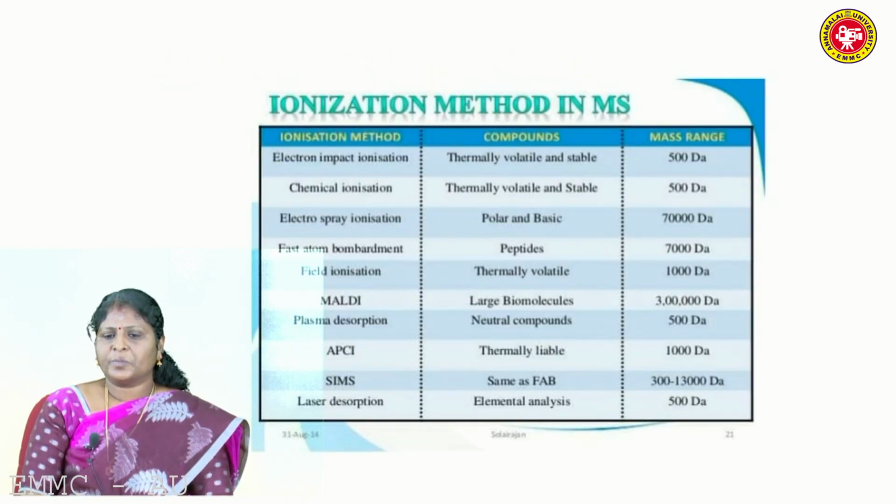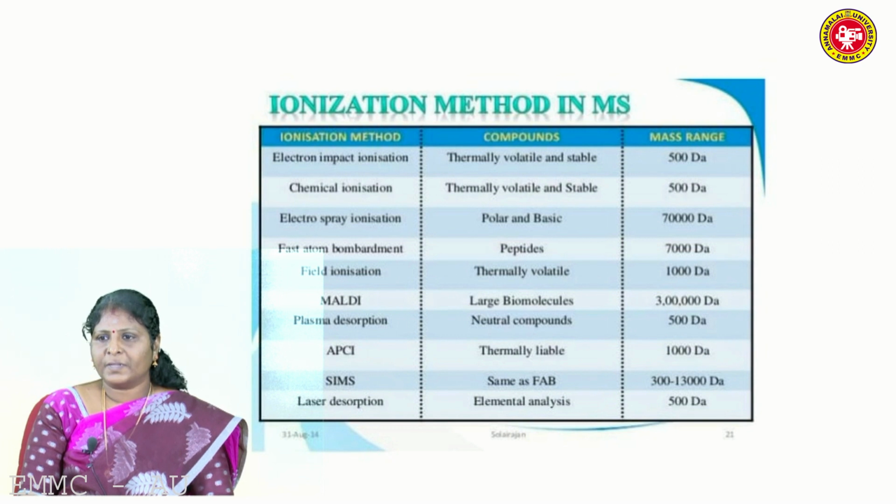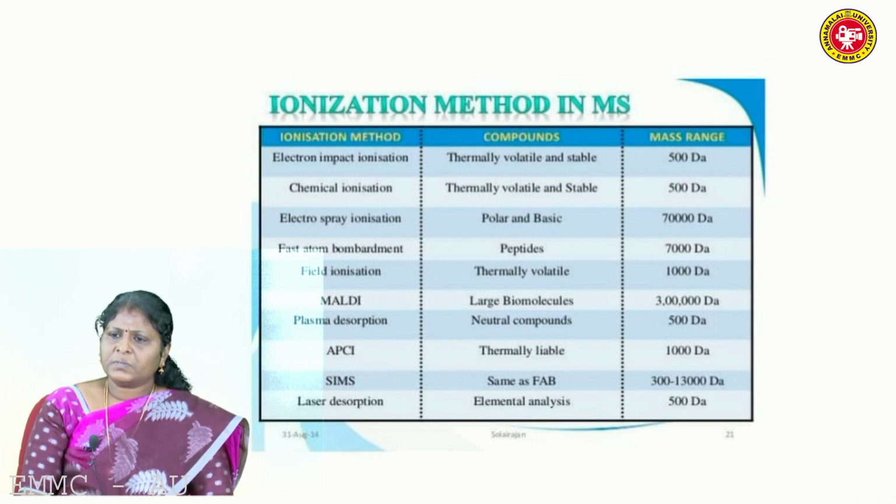Ionization methods in mass spectrometry: electron impact ionization is used for thermally volatile and stable compounds having molecular weight up to 500 Dalton. Chemical ionization is similar to electron ionization and is also used for thermally volatile and stable molecules up to 500 Dalton. Electrospray ionization is used for polar and basic compounds having molecular weight up to 7000 Dalton. Next, fast atom bombardment, FAB, is commonly used for proteins and peptides having molecular weight up to 7000 Dalton.